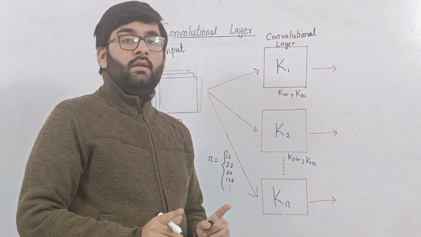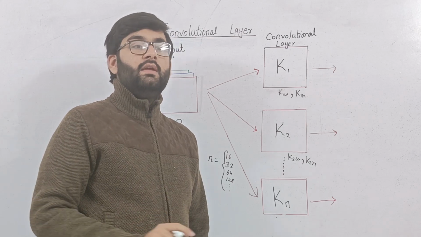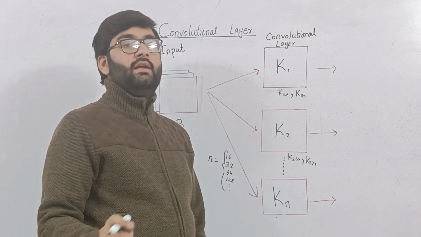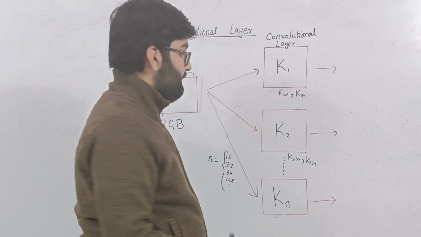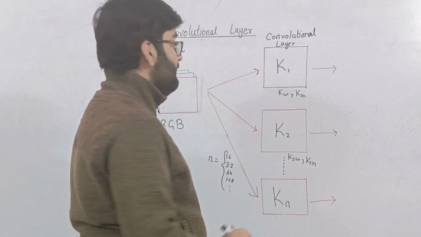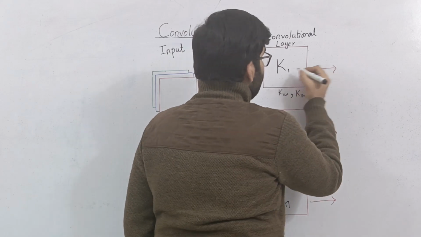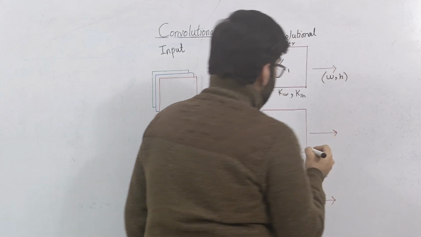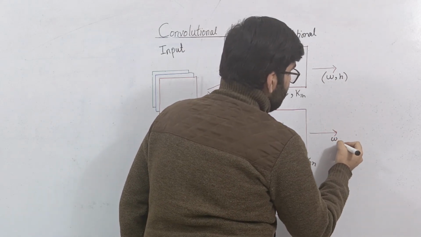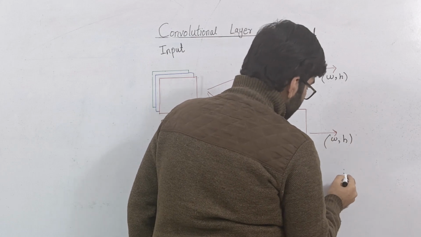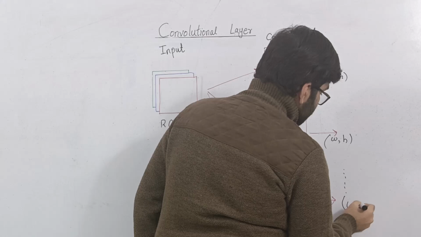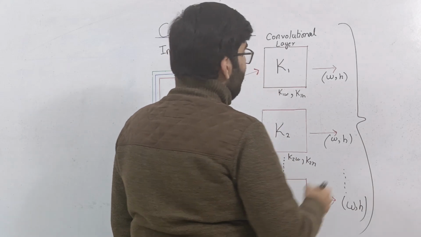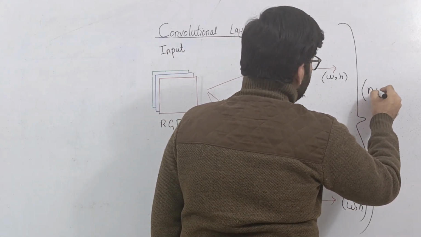Each kernel is using the same padding, that is either 1, 2 or none, and each kernel is doing the same stride for all the kernels in the layer. For that reason, if the first kernel is producing an output of dimension W by H, the second kernel will produce an output of the same dimensions, and that will be true for all of the n kernels. As a result, the total output of the convolutional layer will have the shape N by W by H.